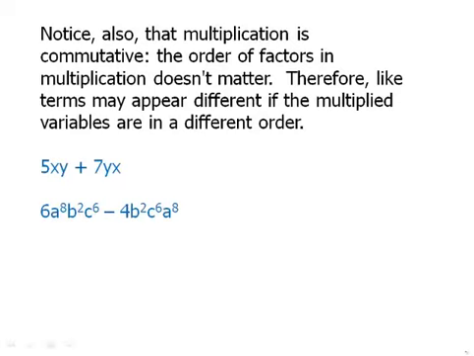5xy plus 7yx, those are still like terms because xy and yx are the same thing. The order doesn't matter. So those are like terms and we can add them. And even this one, the second one, is more complicated, but notice that all we have are the same factors, the same variables, just multiplied in a different order. And so we have 6 of something minus 4 of the same thing, which would be 2 of that thing.